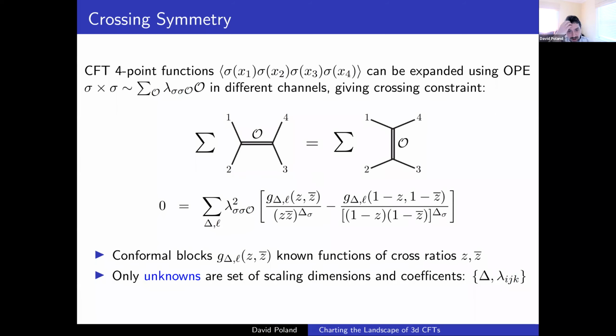The main thing to emphasize here is that crossing symmetry gives you a kind of sum rule. A sum over conformal blocks in one channel equals a sum over conformal blocks in another channel, or you can say the sum over the difference has to vanish. And sitting in front of those conformal blocks are the squares of OPE coefficients, which in any unitary or reflection positive theory, are positive coefficients. So the main unknowns in this equation are the scaling dimensions of the operators and the 3-point coefficients.